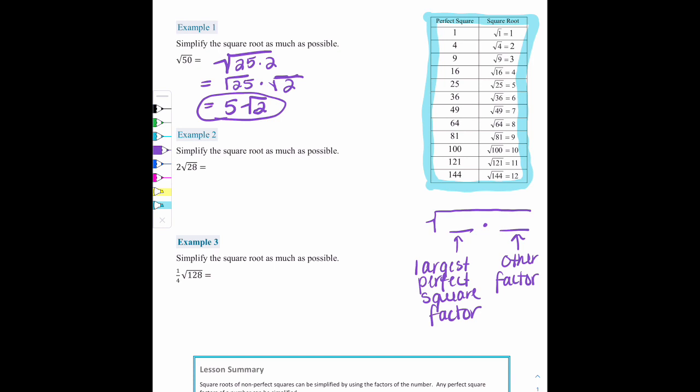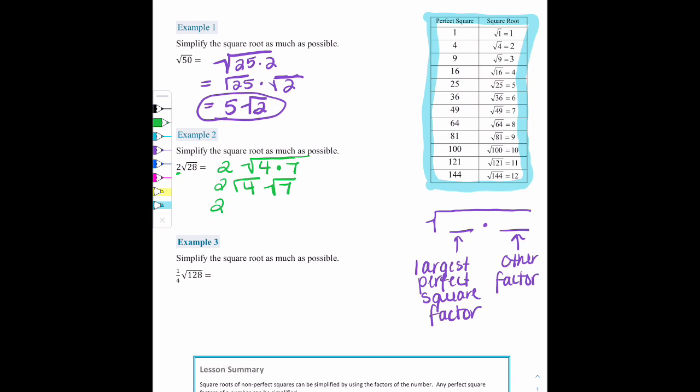We're going to simplify the square root as much as possible, but you're going to notice this time we have a number out here in front, so I want to show you what that means for us. So we're going to write the 2 because it's part of the problem. And then we're going to take the square root of 28 and break it down into factors. So the first factor we want to pick is the largest perfect square factor. Looking at the list, that would be 4. We would have to multiply 4 by 7 to get 28. So now I can separate these into the square root of 4 and the square root of 7.